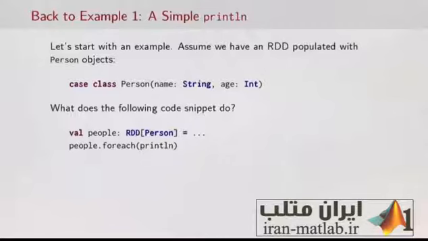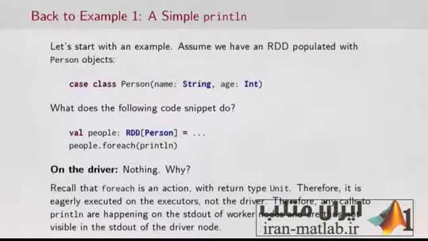So remember, we had an RDD of these person objects. We did people.forEach println. So the question was, what happens? Well, on the driver, nothing happens. Why might that be? I'll give you a hint. foreach is not a transformation. Remember that foreach is an action, and it has return type Unit, so it's a side-effecting thing.